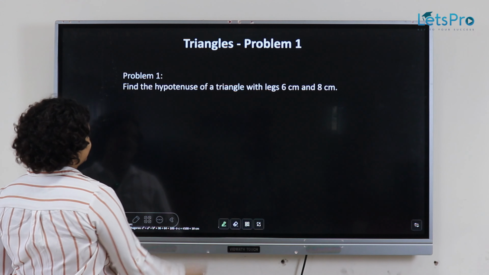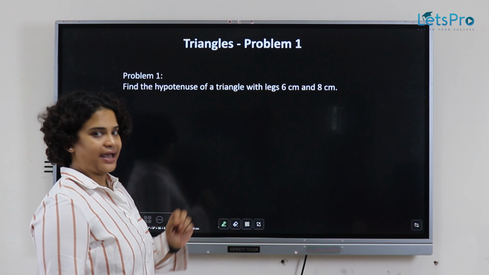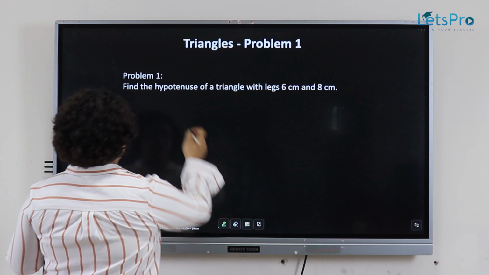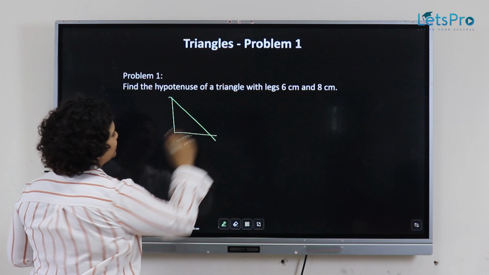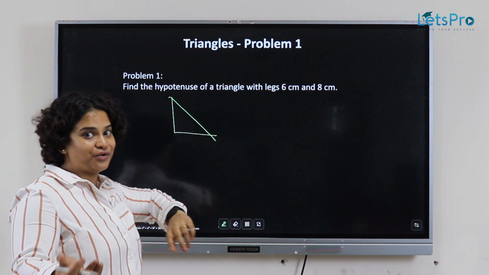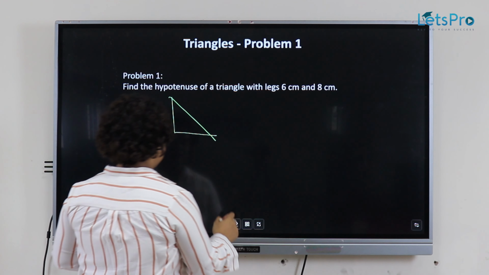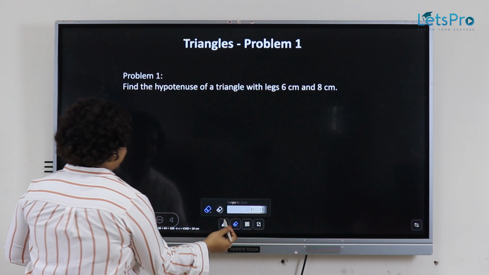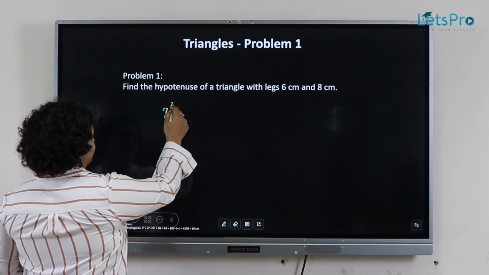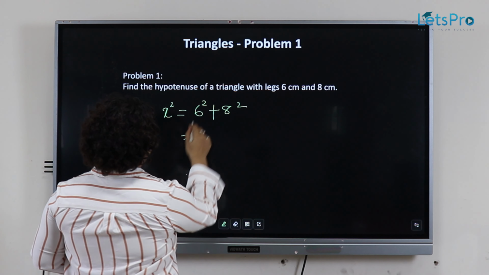Okay, so it says, find the hypotenuse of a triangle with legs 6 centimeters and 8 centimeters. Legs meaning the sides, right? So you're supposed to be finding the hypotenuse. I don't have to draw all of these diagrams because you know how a hypotenuse looks, and by Pythagoras theorem you would be able to solve it. Let's quickly solve it that way only. So let's call the hypotenuse x, x square should be equal to 6 square plus 8 square, right?